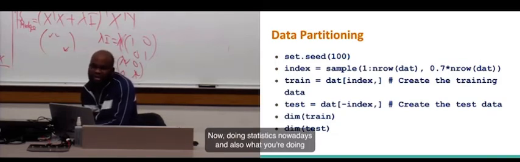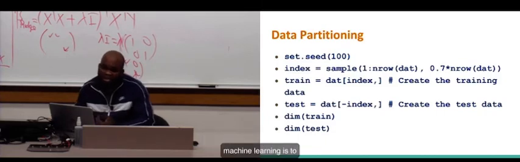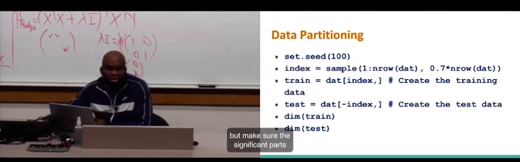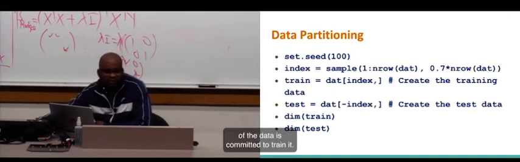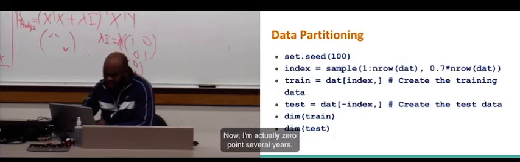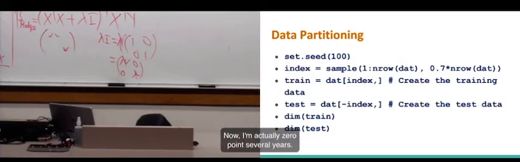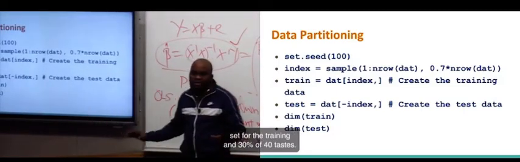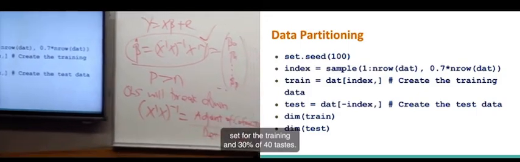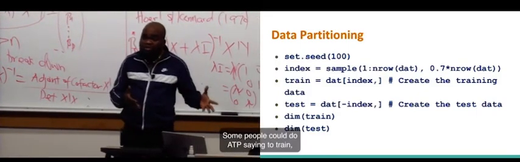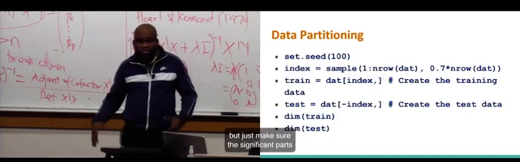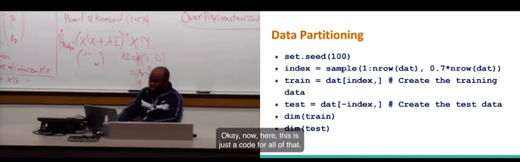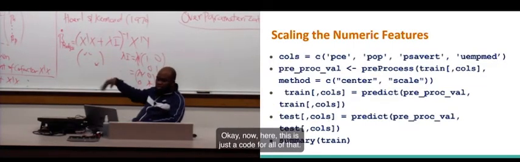And what we now do in statistics nowadays, and also what they do in machine learning, is to split your entire data set into two, but make sure the significant parts of the data is committed to training. Now, I'm actually using 0.7 here. I mean, I want to use 70% of the entire data set for the training and 30% for the test. Some people could do 80% to 20%, but just make sure the significant part of the data is committed to training. Here, this is just the code for all of that.